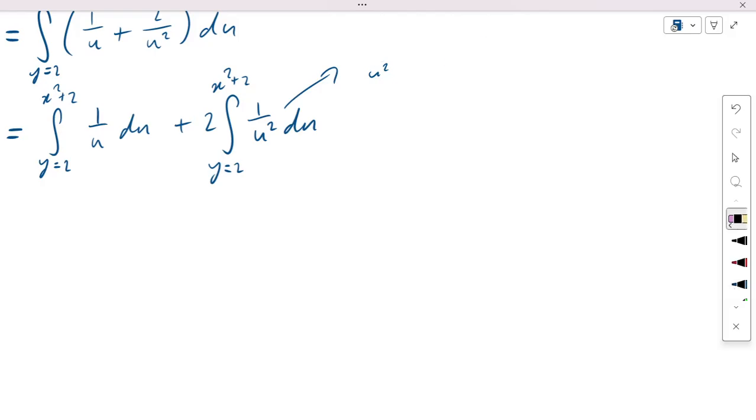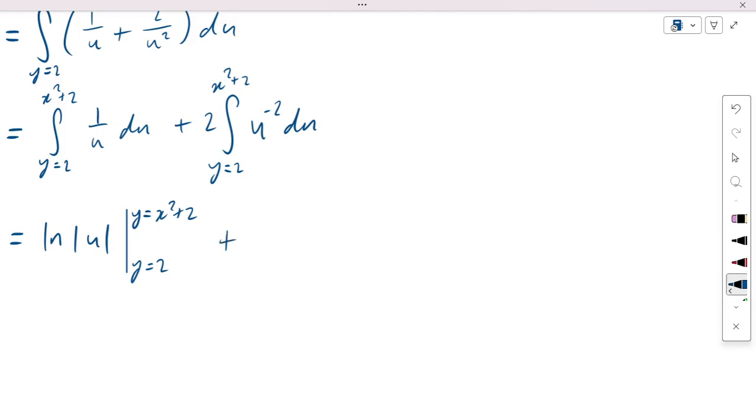So that's what I'm going to do over here. I'm going to replace it here to save the lines. 1 over u squared can also be written as u to the negative 2. So now we can straight up just integrate everything, right? So how we integrate this, we're going to say the integral of 1 over u with respect to u is going to be the natural log of the absolute value of u. And then we're going to have it evaluated from y equals 2 until y equals x squared plus 2.